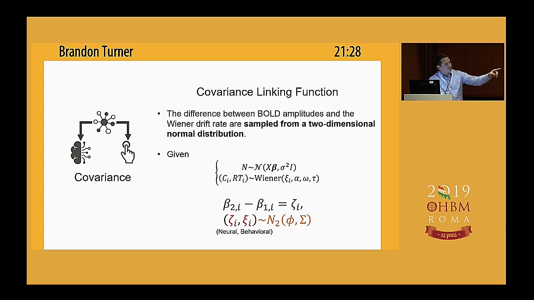That means we have phi, which is a mean for all of the drift rates and all of the BOLD responses across time. And then you have sigma, which tells us about the covariance and the variance of each of those parameters. It describes the variance of the neural model parameters, the variance of the single-trial drift estimates, and the covariance among those two parameters.